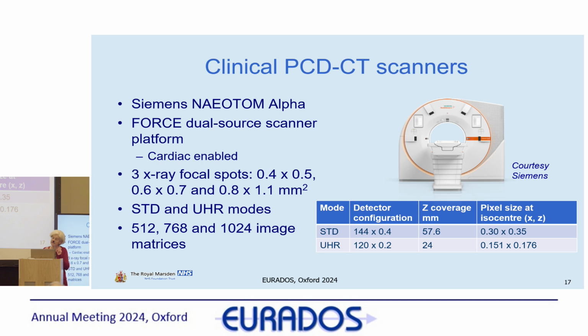We can use the central section of the detector in an ultra-high resolution mode, which gives us 24 millimeter coverage and very tiny 0.15, 0.18 millimeter pixels. So if you remember, conventional detector pixels are about 0.6 to 0.9. To go together with these very small pixels, we have now got image matrices varying between 512 and 1024.